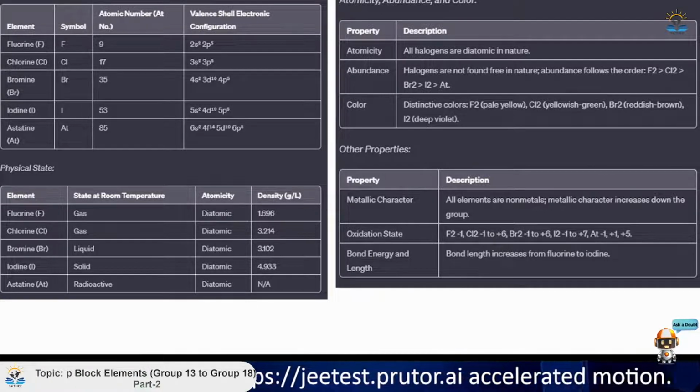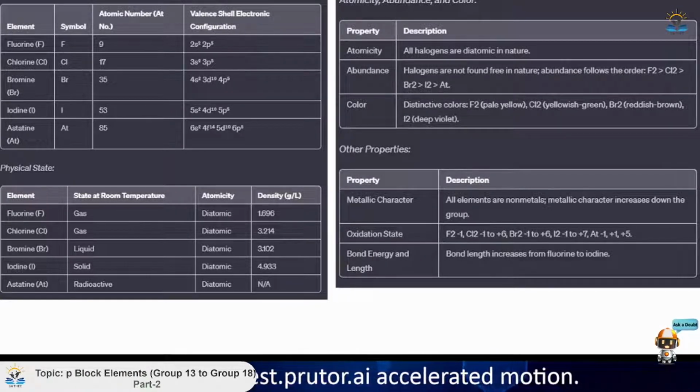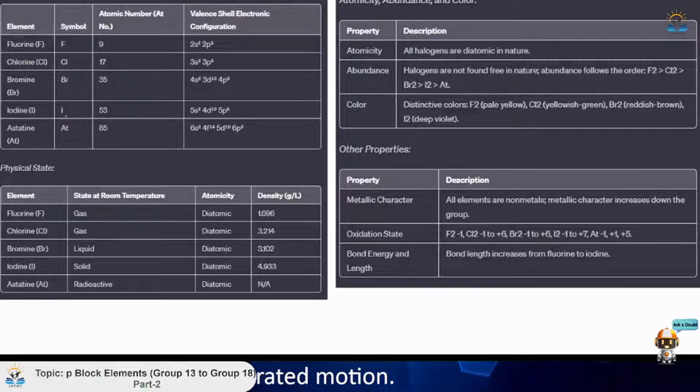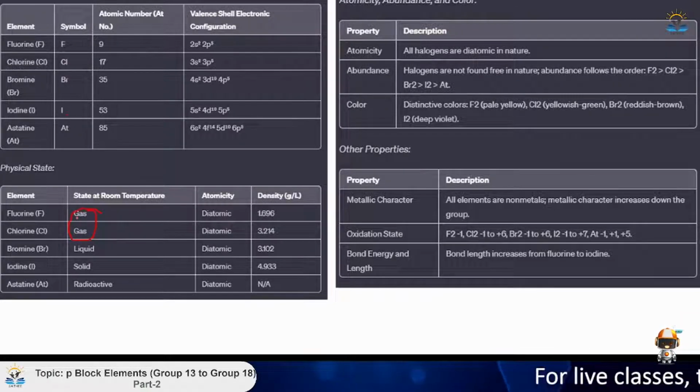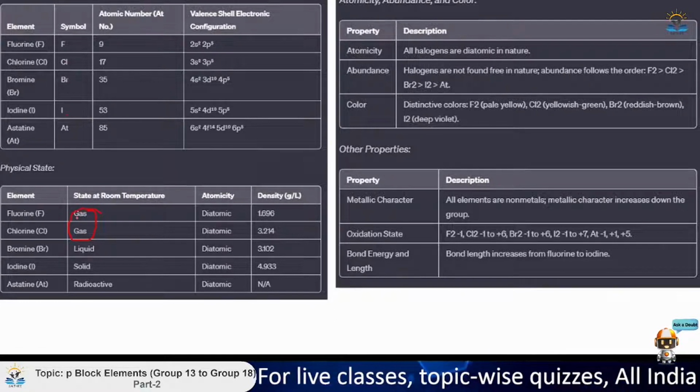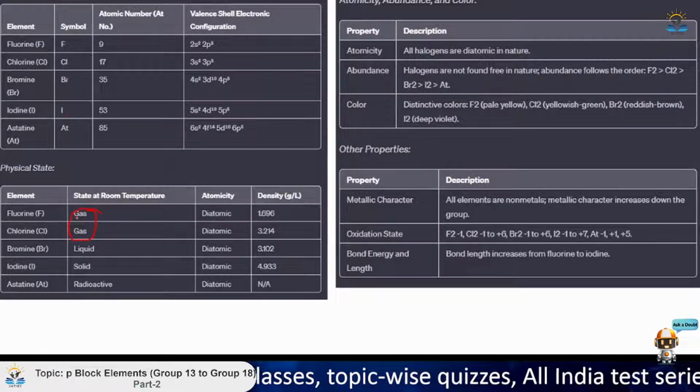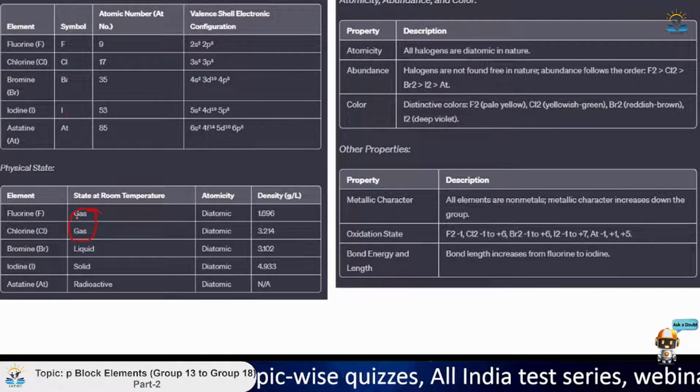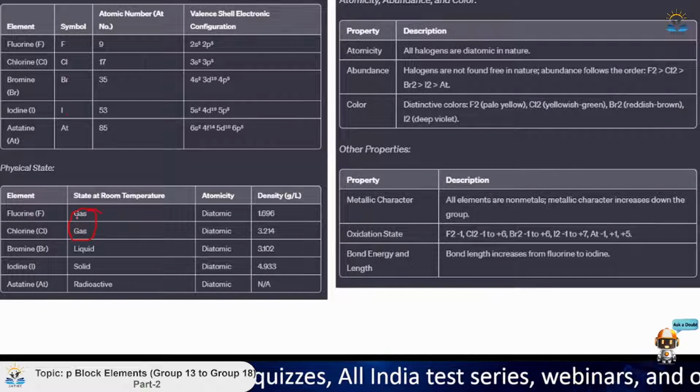This is a very basic slide. Here I'm just telling you that we have the group 17 elements: fluorine, chlorine, bromine, iodine, and astatine. Fluorine and chlorine are found in gaseous form at room temperature. Bromine is in liquid form, a brown-colored liquid. We'll talk about the colors also. Iodine is actually a very deep violet colored solid, and astatine is radioactive. They have not discussed astatine much, even in the NCERT.